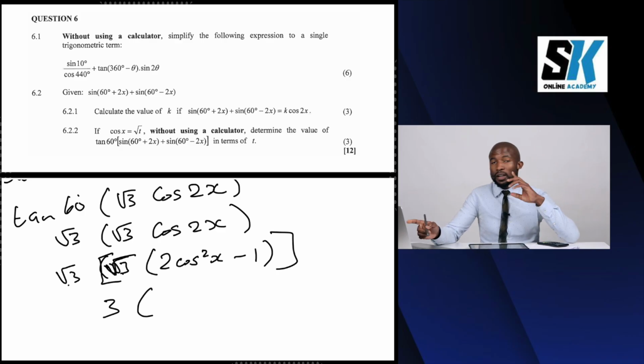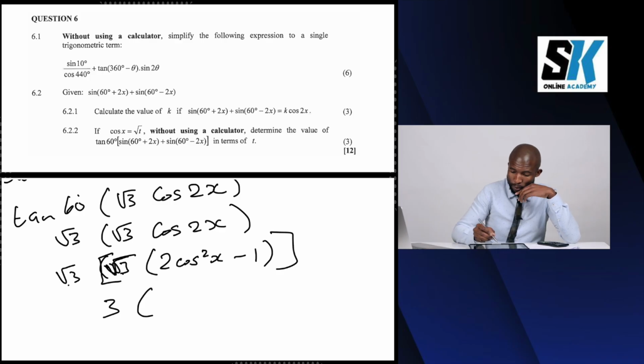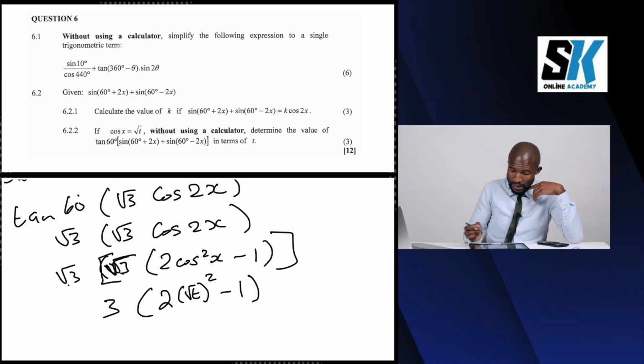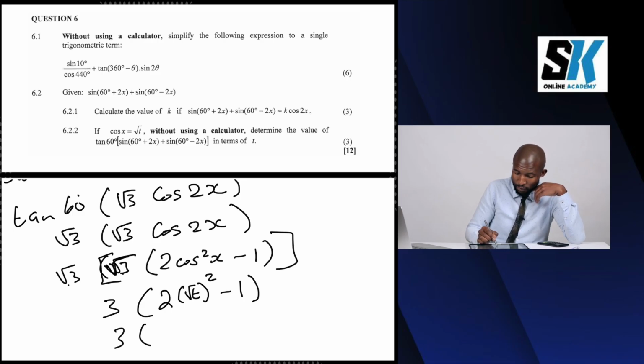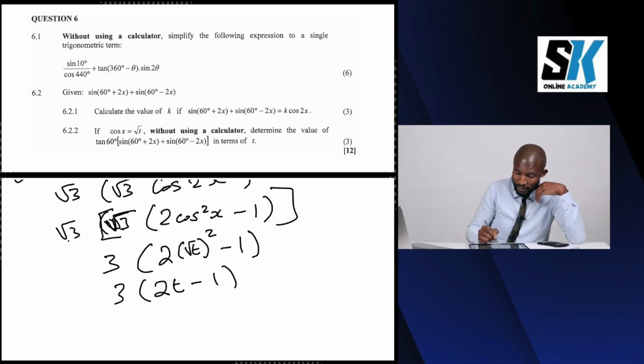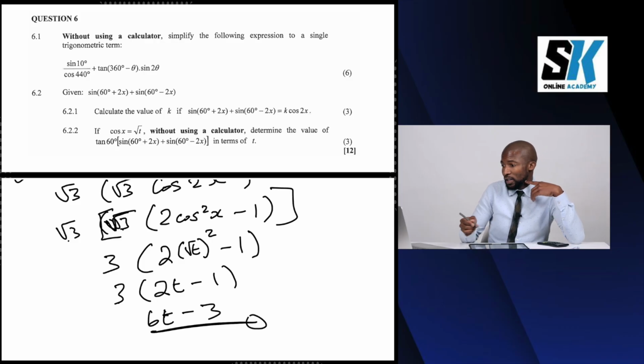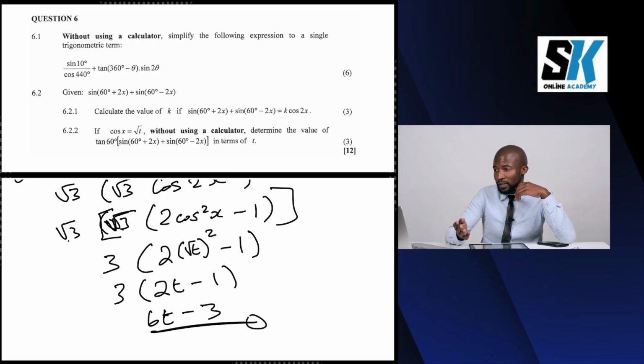But they told us that cos x is equal to the root of t, so meaning that we're going to have 2, and then for cos it's root t, so it's going to be root of t all squared, minus 1. You close your brackets, and then you're going to have 3, so this will be t now. The root will be cancelled, so you're going to have 2t minus 1, and then when you multiply that throughout, you're going to have 6t minus 3, which will be your answer in terms of t.